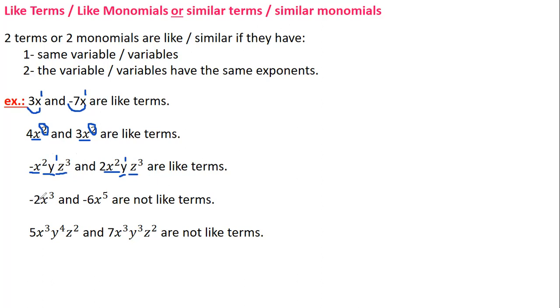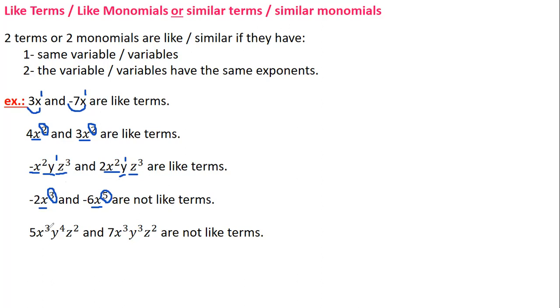Then these two are called like terms. Now minus 2x cubed and minus 6x to the fifth. In the first term, I have the variable x. In the second term, I also have the variable x. But the exponent of the first x is 3, while the exponent of the second variable, which is x, is 5. Do they have the same exponents? No. When the exponents differ, then the two terms are not like.